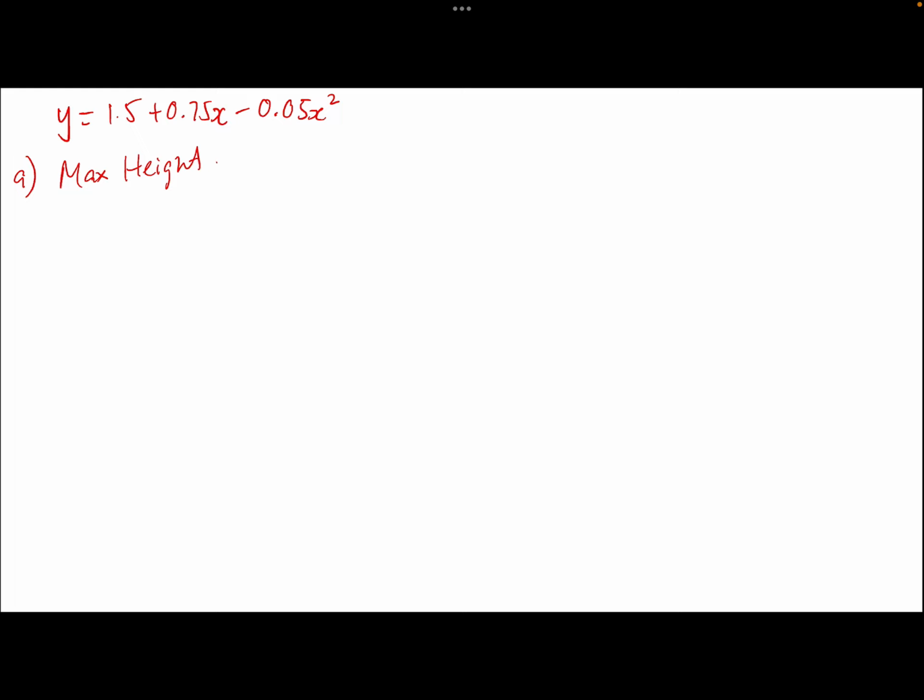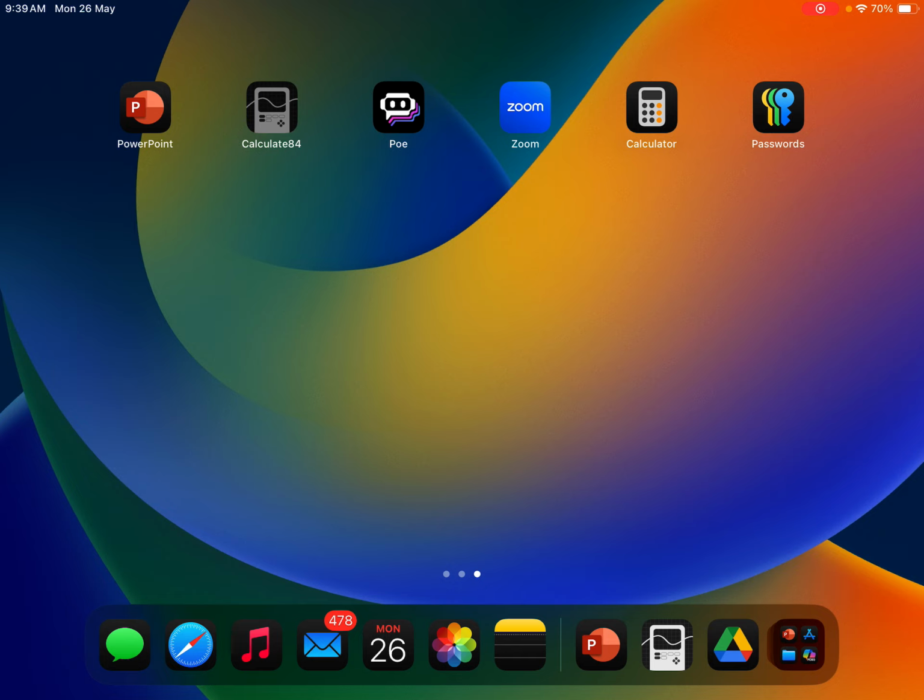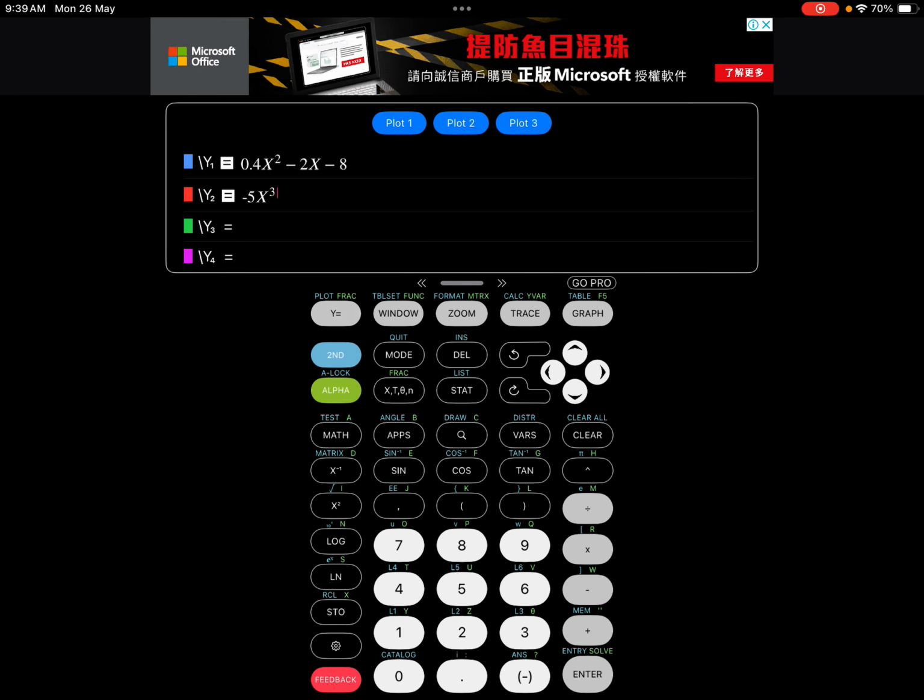We're trying to find out what is the maximum height of the shot put. Earlier we drew a graph that looks something like this. It's going to go up like this, and it comes all the way down. So we're trying to find out what this point here is. We've got a few ways. If this was an AI paper, then you could literally just plot this graph onto your GDC. So I'm going to quickly show you how this works. Let's go to the calculator.